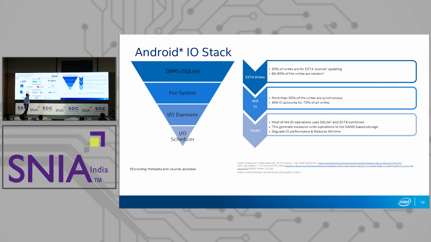So what we could understand from this Android performance analysis in terms of storage usage is that 50% of the writes happening are the ext4 journal update. And almost 60 to 80% of the writes are random writes, excluding the metadata and journal updates. I'm just building up here. This is important for us to take to the next slide, where we are going to talk about how we selected Optane as the media in Android. We can also observe that most of the IO requests are 4 KB, more than 50% of the writes are synchronous in nature, and almost 70% of the writes are 4 KB IO writes.